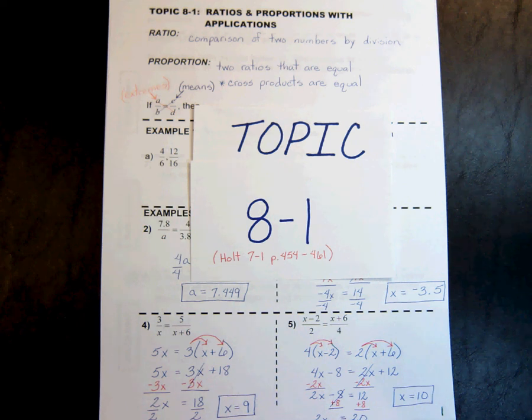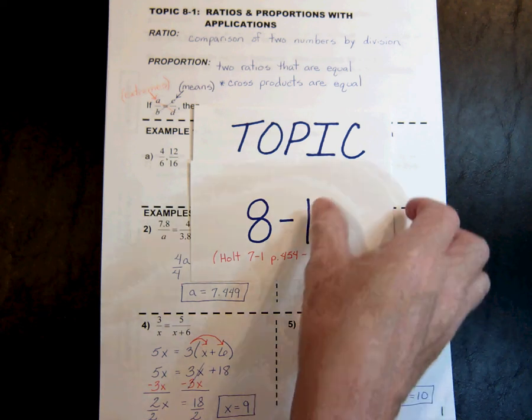Topic 8-1, referenced with our whole textbook, Chapter 7, Section 1, on pages 454 through 461. A practical application mentioned in our book was about how the Lord of the Rings movie used proportions and ratios to help with the special effects, showing the models in proportion to real life. Kind of cool stuff if you want to check that out in our textbook.